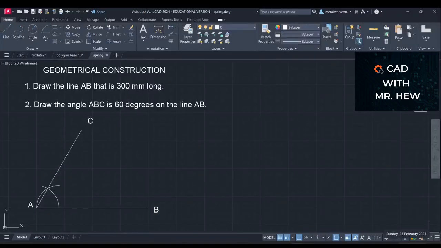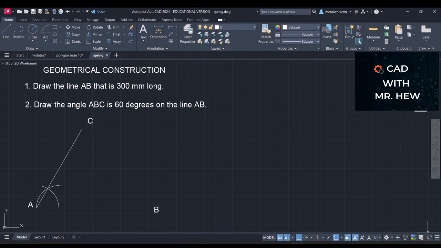Welcome back to the channel. In today's video, we'll be looking at geometrical construction, and specifically, we will be constructing a 60-degree angle. So get your compass, get your T-square, get your set square, get your pencils. And we don't need a rubber because we're gonna draw accurately from the start.